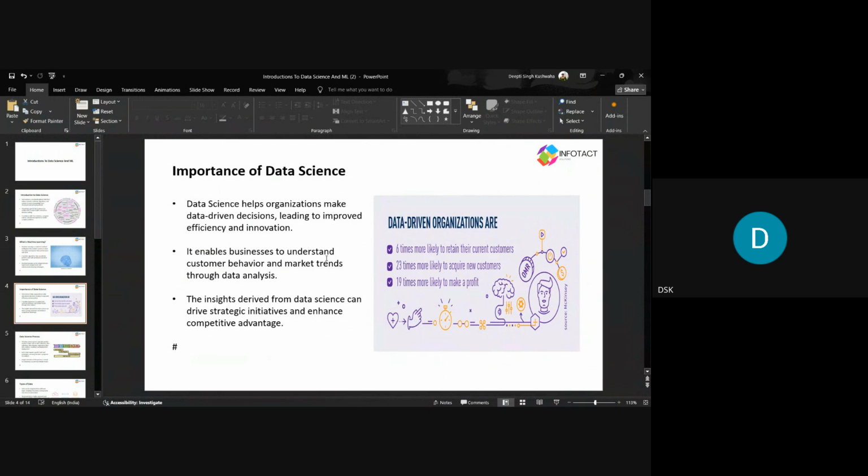As we already know, data is everywhere and data is a crucial part of today's world, and data science helps organizations make data-driven decisions, leading to improved efficiency and innovation. It also enables businesses to understand customer behavior and market trends through data analysis. The insights derived from data science can also drive strategic initiatives and enhance competitive advantage.